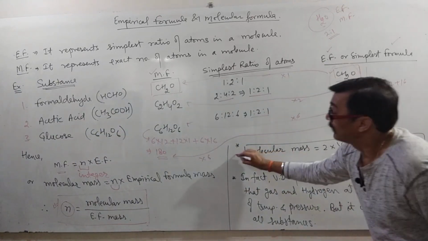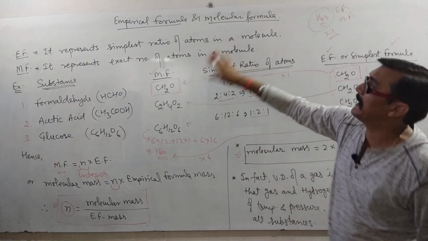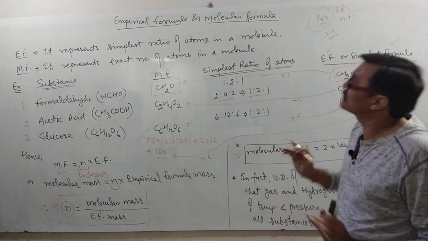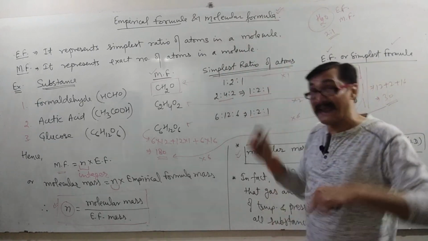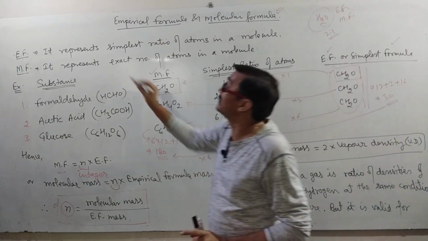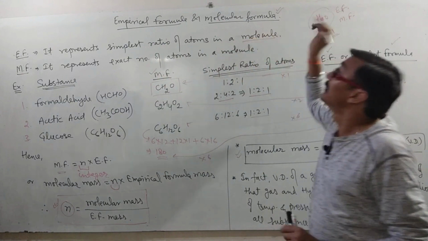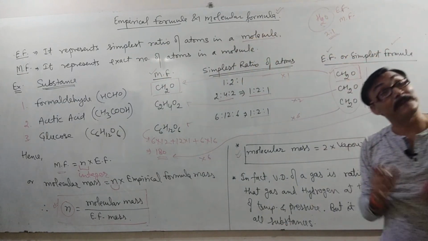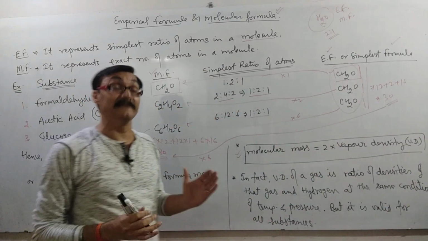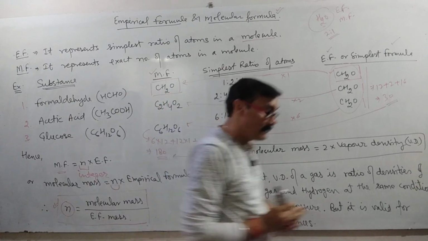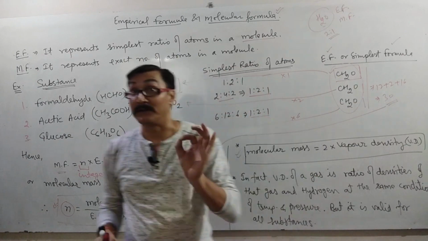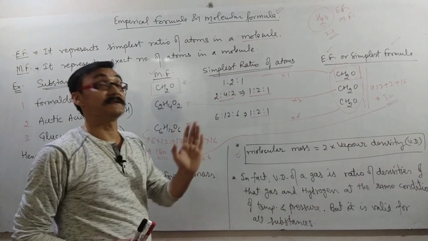Now, in all the questions based on empirical formula and molecular formula, it is observed that mostly the molecular formula is given directly or in the form of vapor density of the substance. Now what is vapor density? Vapor density is, in fact, the relative density of any substance in its vapor state with respect to the density of hydrogen, but at the same conditions of temperature and pressure.